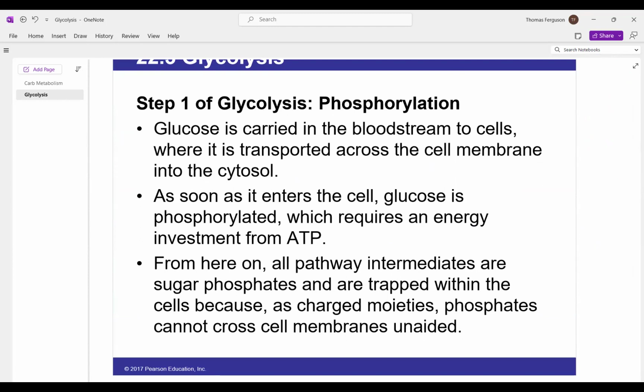Okay. Step number 1, glucose phosphorylation. Phosphorylation is an ester.